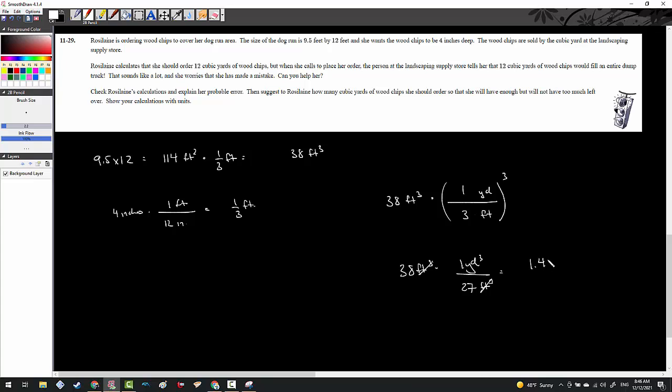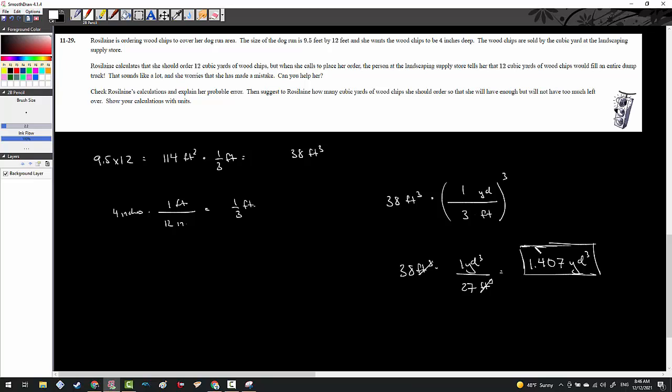1.407 cubic yards is going to be how many cubic yards Rosalina should order for her dog park, or if you want to keep it in the vein of Super Mario Brothers, Rosalina would have to order for her Yoshi Run park.